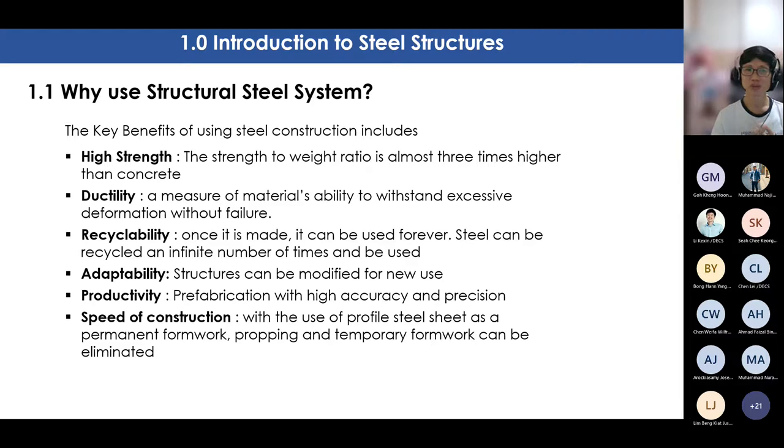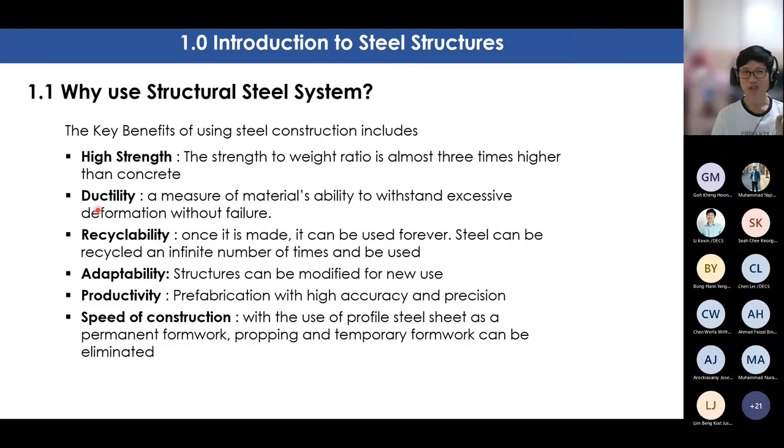So why do we use structural steel? This one talks about the advantages. So these are some of the advantages. Like steel structure, high strength. If you look at the strength to weight ratio, it is almost 3 times higher than the concrete, maybe more. Maybe 5 times, 6 times or so. Depends on the concrete grade that we use.